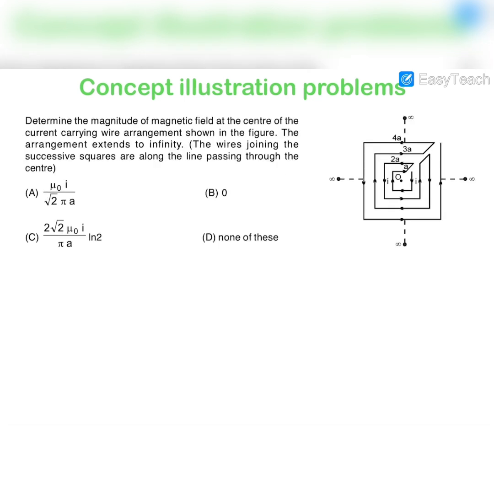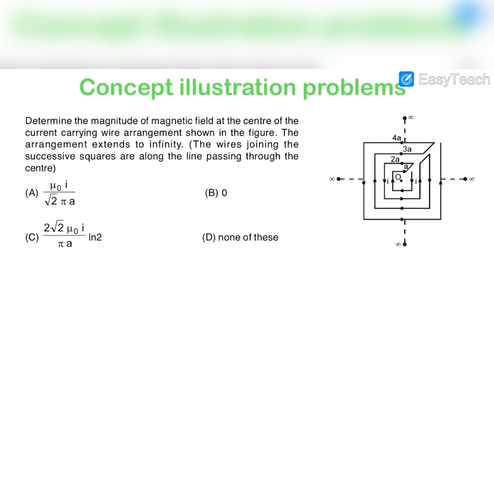In this question, you can see a figure formed of squares, and these squares are carrying current in alternately opposite directions. The smallest square is carrying the current in clockwise sense, then the second square in anti-clockwise sense, the third square in clockwise sense, and the fourth square in anti-clockwise sense. These squares are constructed till infinity from all the sides. So we have to find the net magnetic field at point O.